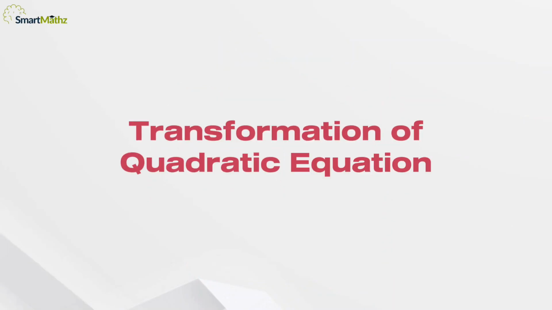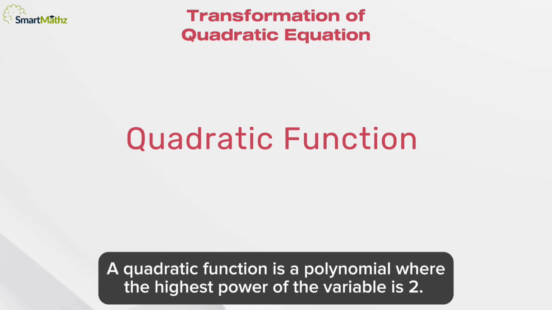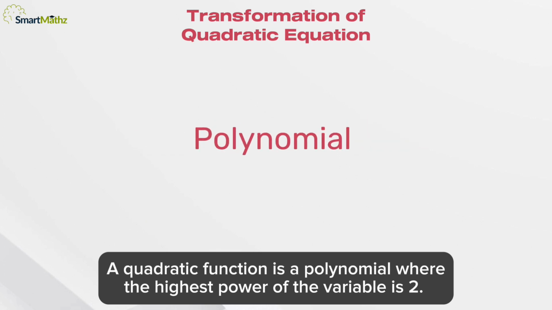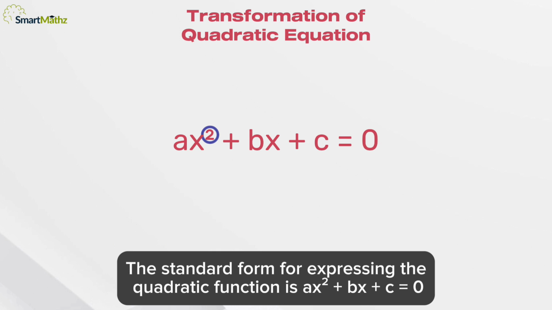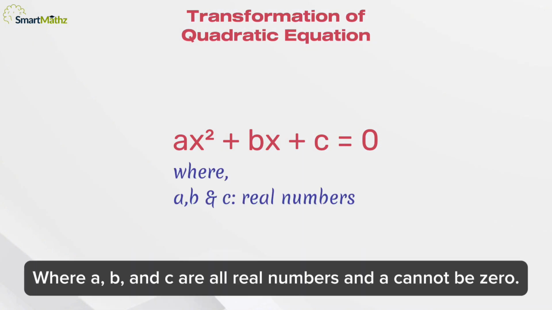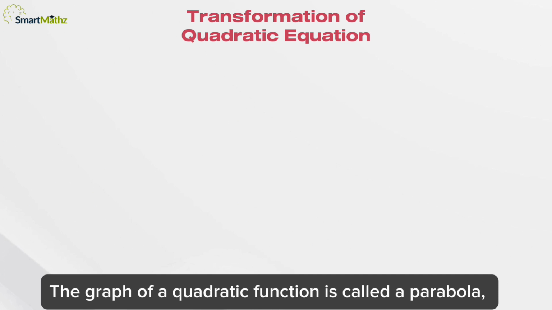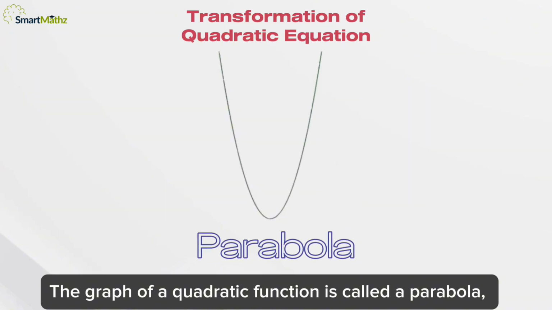Transformation of quadratic equation. A quadratic function is a polynomial where the highest power of the variable is 2. The standard form for expressing the quadratic function is ax squared plus bx plus c equals 0, where a, b, and c are all real numbers, and a cannot be 0. The graph of a quadratic function is called a parabola.